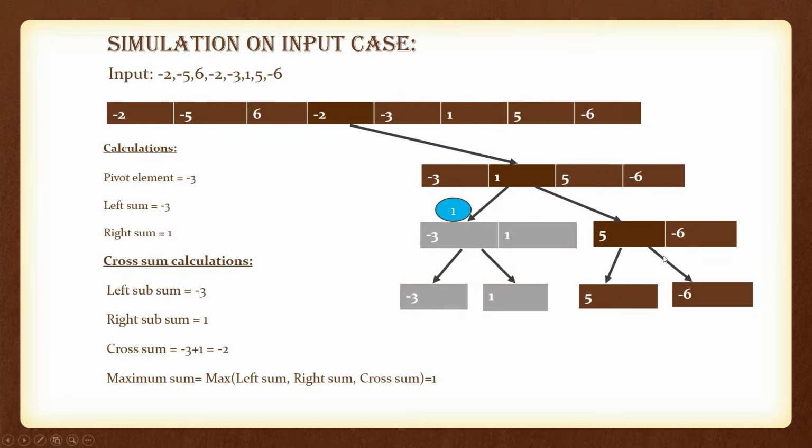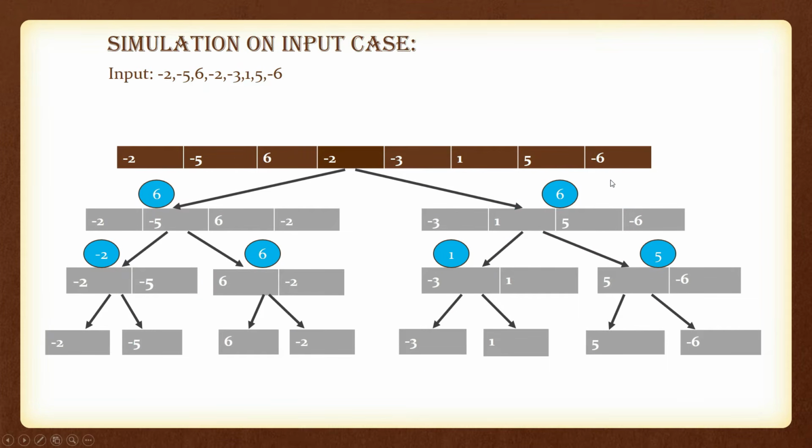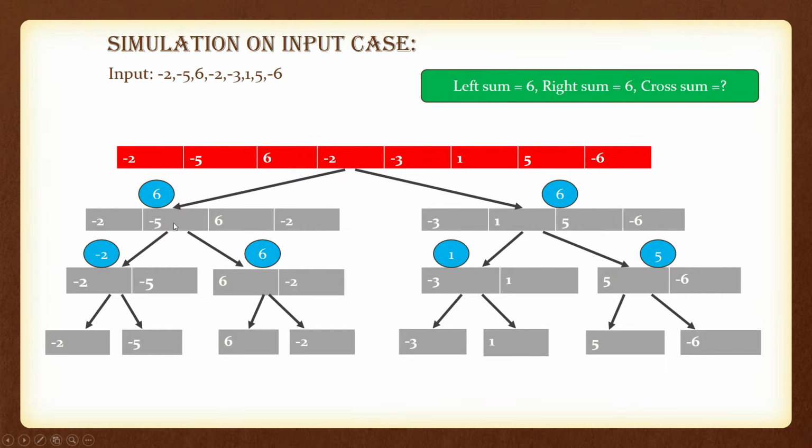Similarly, from the bottom right highlighted subarray, we'll get 5 as the maximum sum. If we calculate further, we'll get 6 as the maximum sum in the highlighted subarray. So from the left side, the left sum is 6, and from the right side, the right sum is also 6.